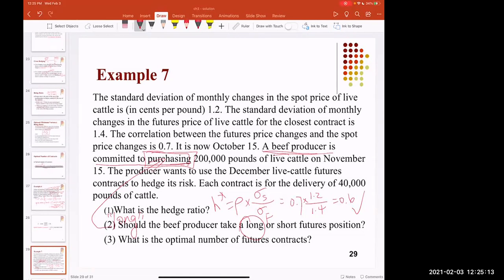So question 3, what's the optimal number of futures contracts? So the optimal number of futures contracts is calculated by the optimal hedge ratio times the size of the position being hedged, right? Over the contract size. Let me ask a student. What's the size of the position being hedged? What is the contract size?